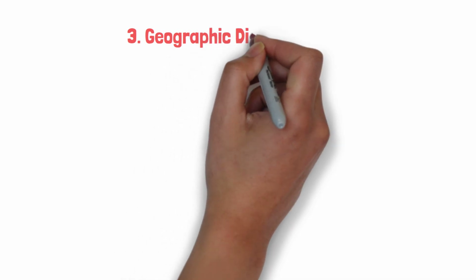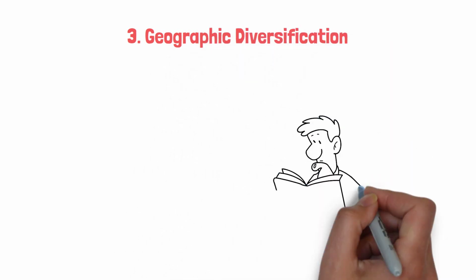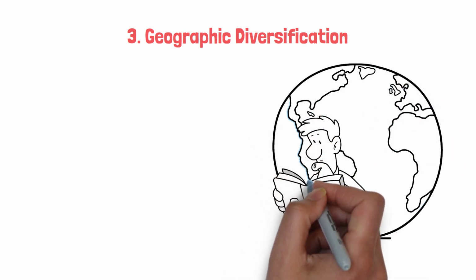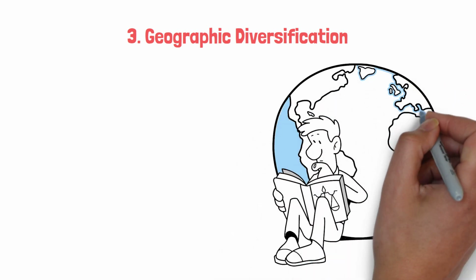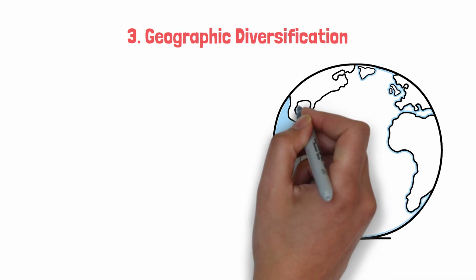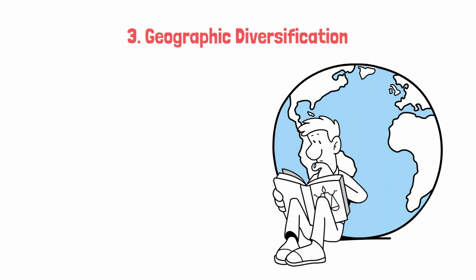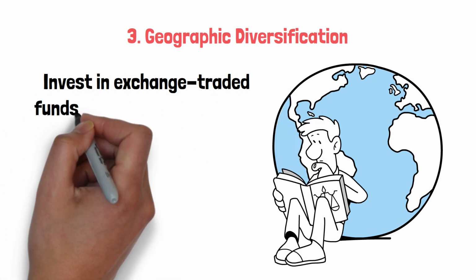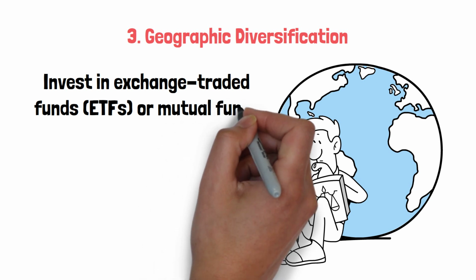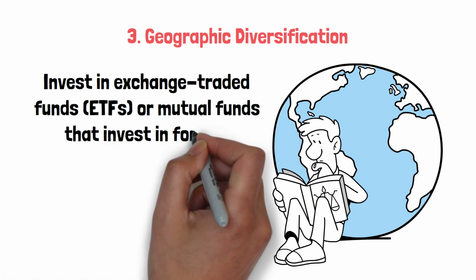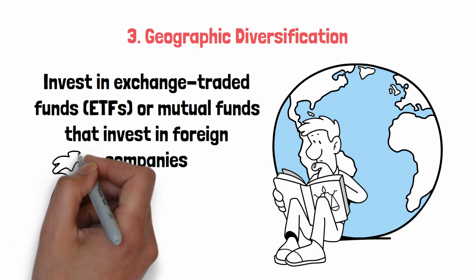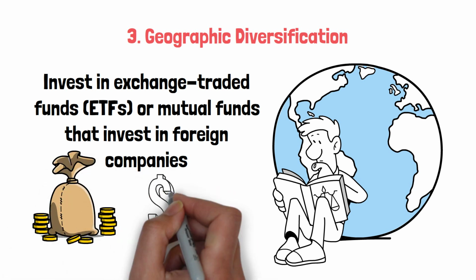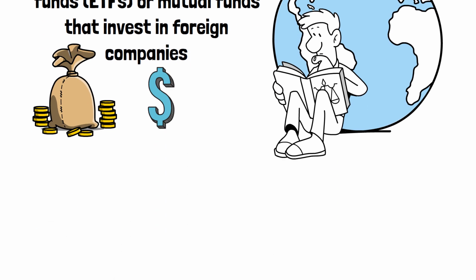Number 3. Geographic diversification. This involves investing in companies from different countries and regions. The idea is to avoid being too heavily invested in any one country or region, which can be affected by political, economic, or environmental factors. If you want to diversify across different countries and regions, you may invest in exchange-traded funds or mutual funds that invest in foreign companies. For example, you may invest in an ETF that tracks the MSCI Emerging Markets Index, which includes stocks from countries such as China, India, and Brazil.